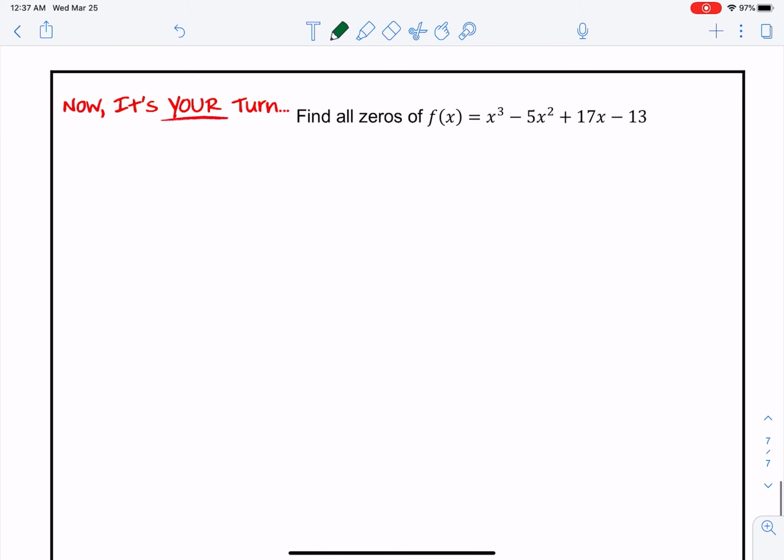So here is our last case. We have to find all zeros of this polynomial x cubed minus 5x squared plus 17x minus 13. So the leading coefficient is 1, and the constant term is negative 13, which would imply its factors are plus or minus 13. The factors of the leading coefficient is plus or minus 1.